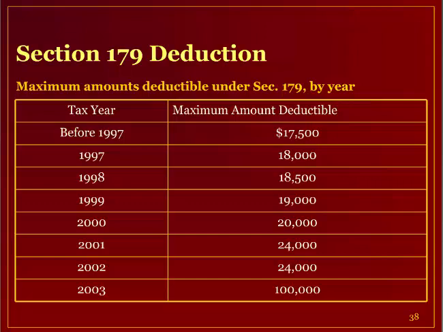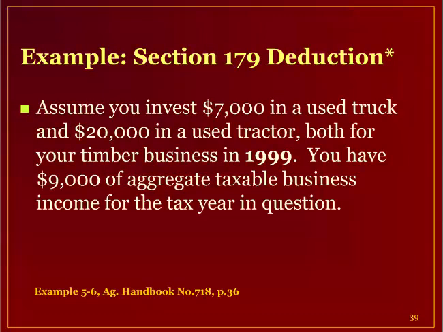There's George Bush influence charging the Congress. Also, 9/11 had something to do with that too, I think. But anyway, it went from there to there. And now, of course, it's $102,000. So let's look at a Section 179 deduction example.